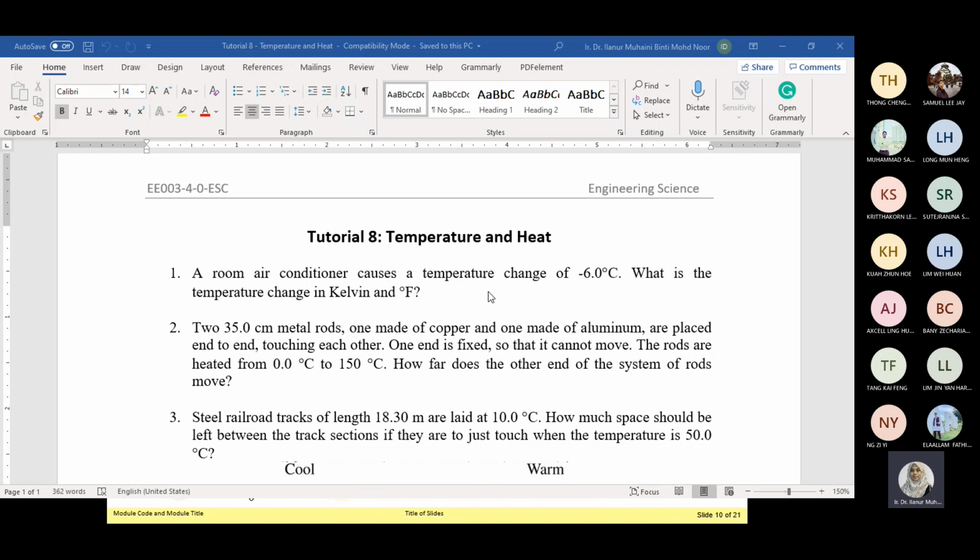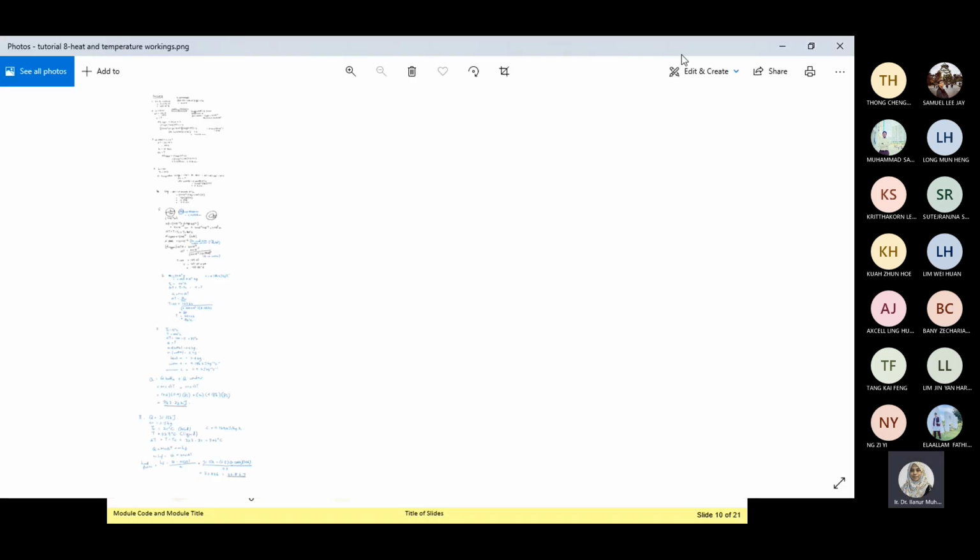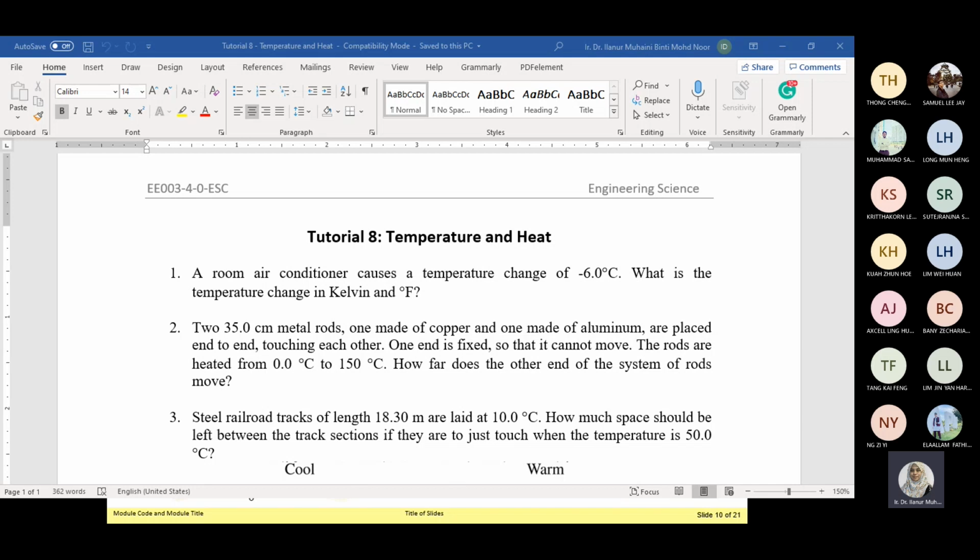Okay, let us see question number one in tutorial 8, temperature and heat. A room aircon causes a temperature change of negative 6 degrees Celsius. What is the temperature change in Kelvin and degrees Celsius? Okay, how to do?